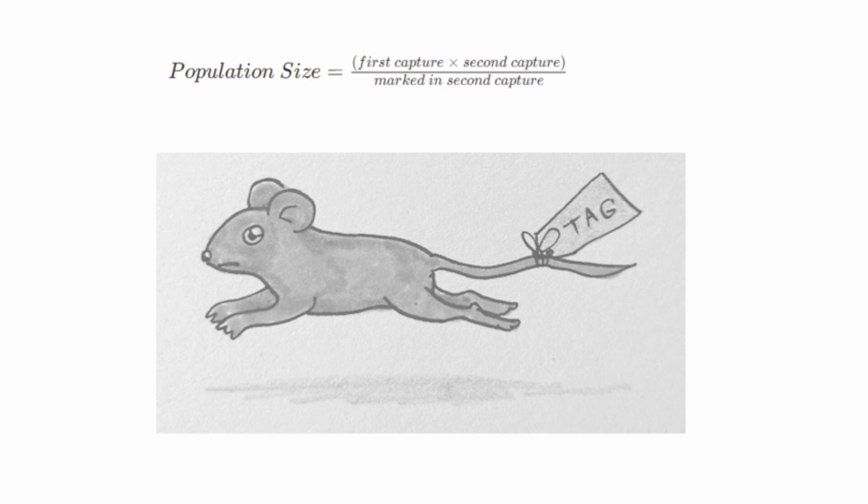Here's how it works. Scientists capture some animals, tag them, and then release them back. Later, they capture another group and check how many are tagged. With a little math, they can estimate the total population.